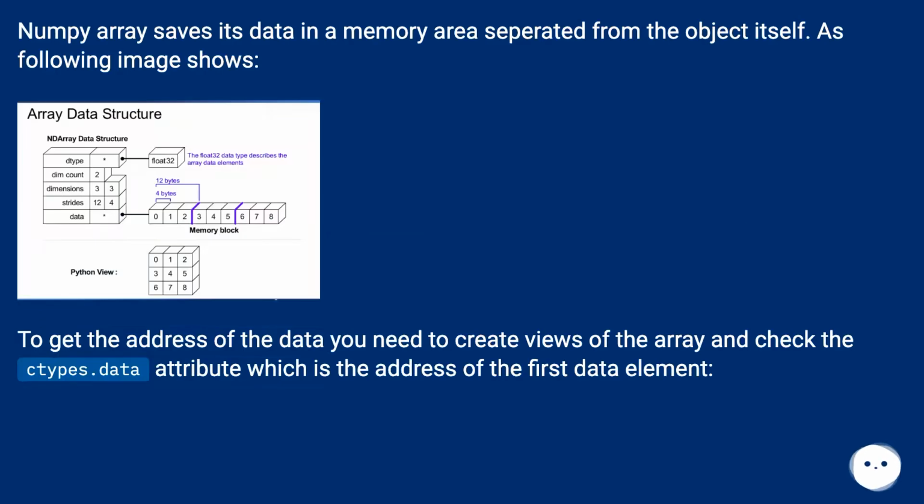A NumPy array saves its data in a memory area separate from the object itself, as the following image shows. To get the address of the data, you need to create views of the array and check the ctypes.data attribute, which is the address of the first data element.